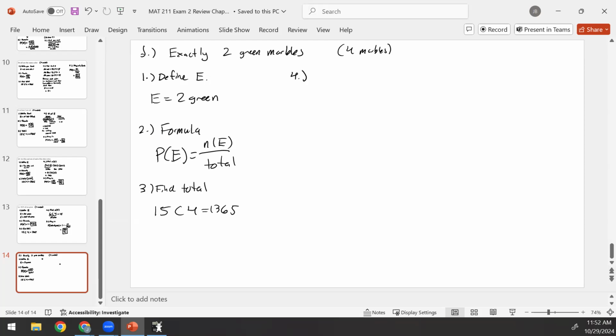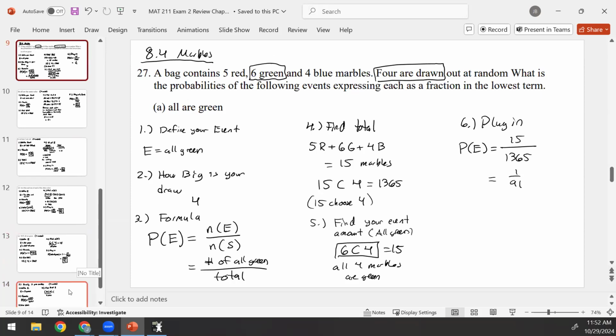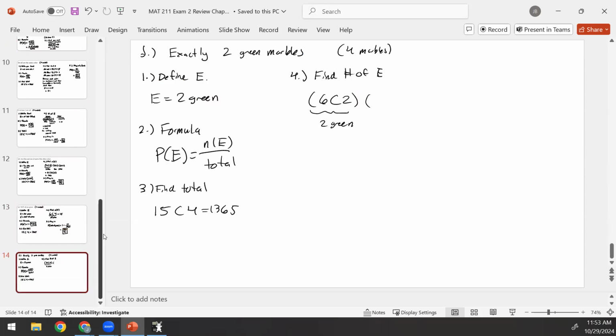And then step 4 is going to be find number of E. So I need exactly 2 green. So I have 6 green and I am choosing 2. 6 choose 2. Okay, so this is 2 green. And then I just need 2 more marbles. So if I go back to the very beginning, how many marbles do I have? I have a total of 15. 6 are green, 5 are red, and 4 are blue. So then that means I have 9 marbles left, and I just need 2 of them. So 2 more, not green. So red plus blue.